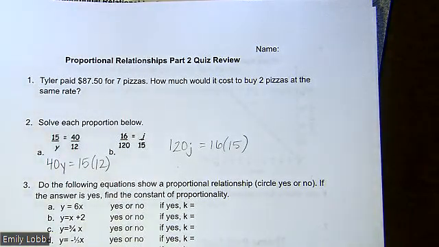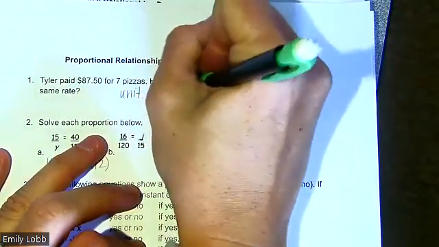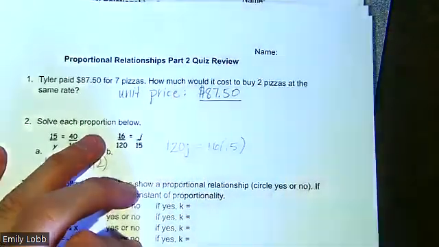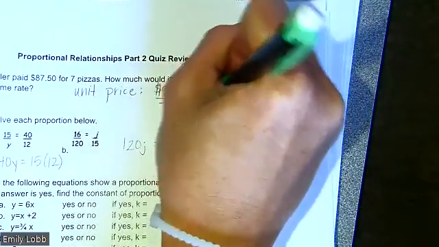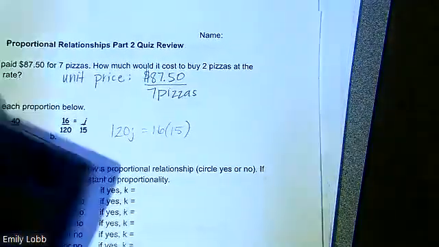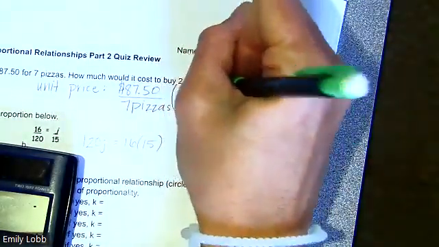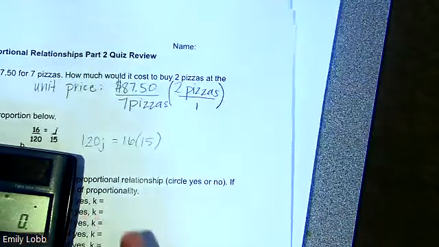Tyler paid $87.50 for 7 pizzas. How much would it cost to buy 2 pizzas at the same rate? Well, how do we figure out what the rate is? We're going to find our unit price, right? So we're going to take our total and divide by how many pizzas? Not 2. 7. Divide by 7 pizzas, and then times it by 2. And look, you know how we've been looking at wanting to cancel off our labels? This will help us.